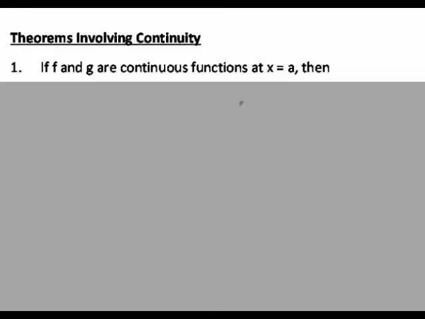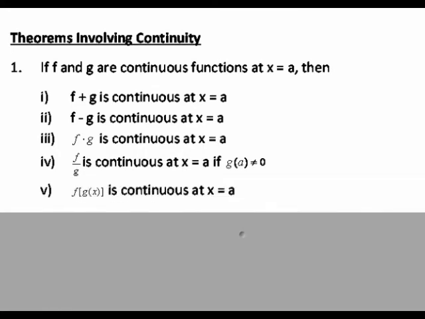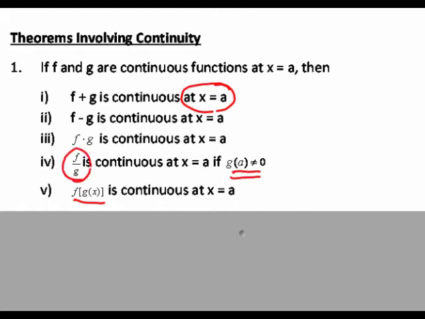Some other handy theorems of continuity are as follows. If you have a function that's continuous at x equals a, if you've shown that to be true, then you can create new functions through addition, subtraction, multiplication, division, and composition. And that new function will also be continuous at x equals a. You can just quote this theorem and know that that is true. The only thing you've got to watch out for is when you're doing division, that the denominator obviously cannot be 0 at x equals a.